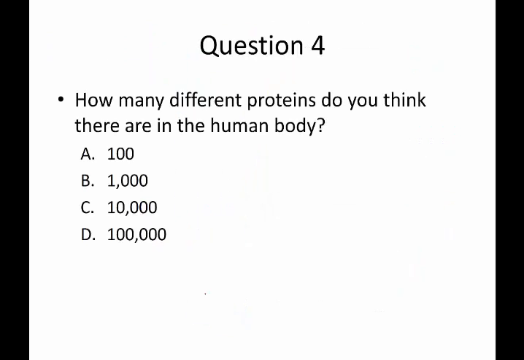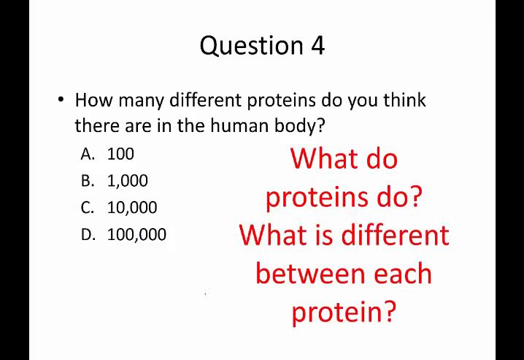So here's the 4th question to answer on Blackboard. Tell me, just your best guess, how many different proteins do you think there are in the human body? The correct answer is actually D. There's actually 100,000 or so different proteins in the human body.